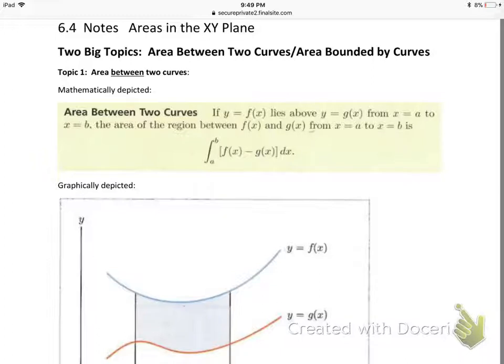Okay, so we see a and b are the endpoints. So here's a, here's b. Here is your integrand. Look at that integrand. The integrand is the difference of those two functions. And the reason why f of x is first is because it is above g of x.